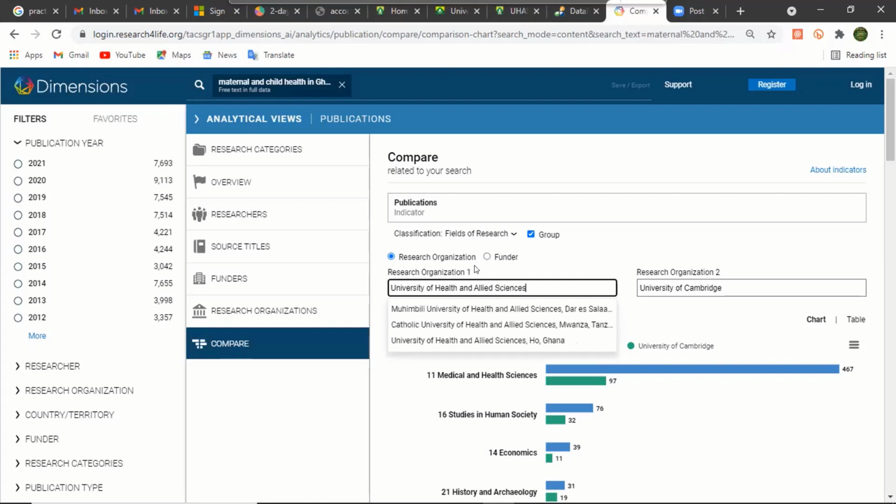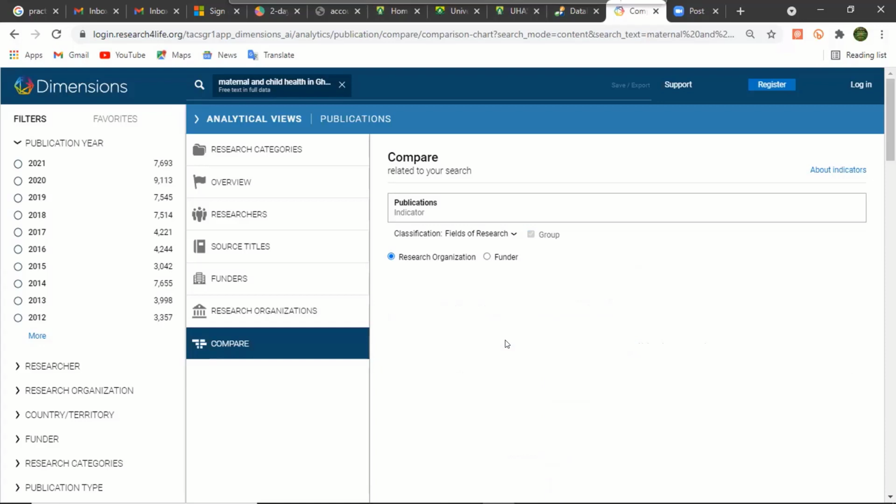With University of Cambridge. And here you can see that because there are other universities of health and allied sciences, here we have one from Tanzania, Mwanza, I think, with another from Dar es Salaam. So I'm picking this one, which is the Ho, Ghana one. That's our university.